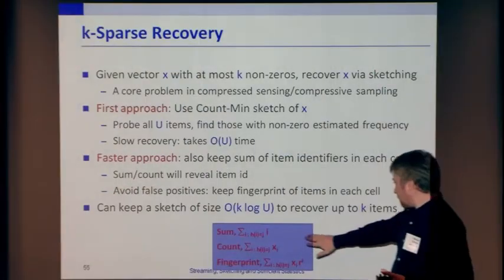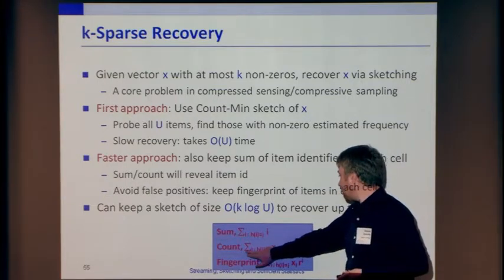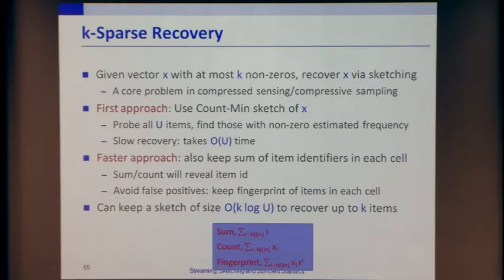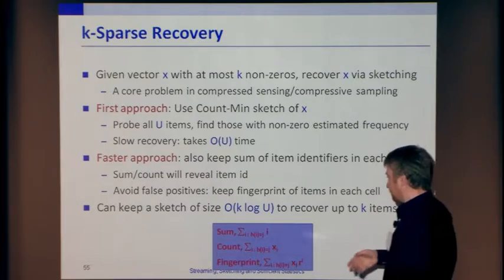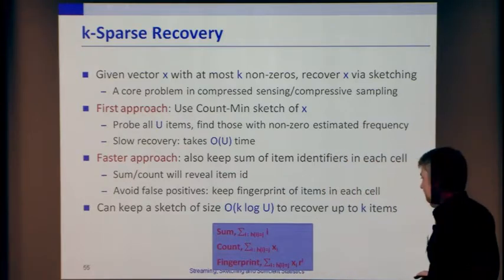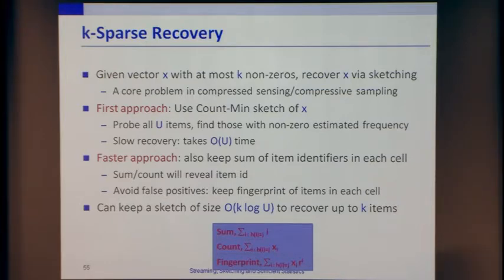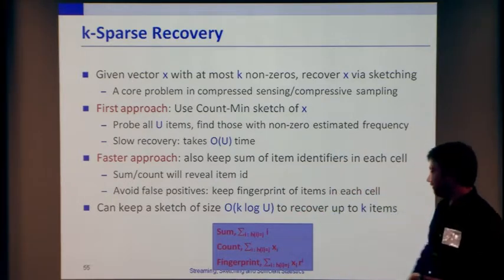So what we're going to do here is keep information about the sum of the item identifiers that hash into an entry, as well as the sum of the weights of those items. So imagine that you have item 5 occurs 4 times and is mapped into a cell on its own. Then we'd have the sum of the item identifiers being 20, the sum of the weights being 4, so we can just divide that sum by the count to get the item ID, right? If you have 4 copies of item 5, 20 over 4 gives you the item 5 ID back out of that.